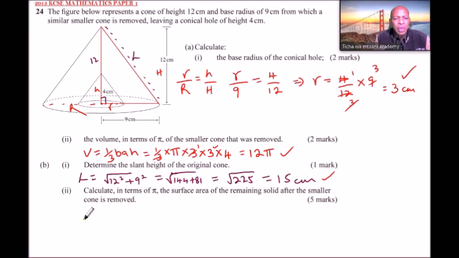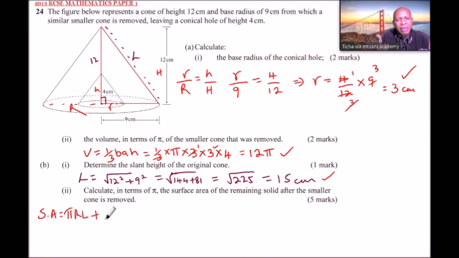So part 2, we are told to calculate, in terms of pi, the surface area of the remaining solid after the smaller cone was removed. So how do we get the surface area of a cone? The surface area is gotten by pi r L. So to get the surface area, that will give us the surface area of the big cone, that is the curved part. We can add the base.